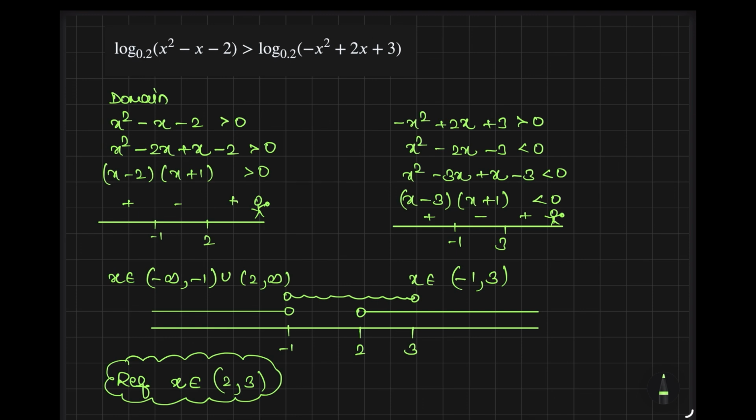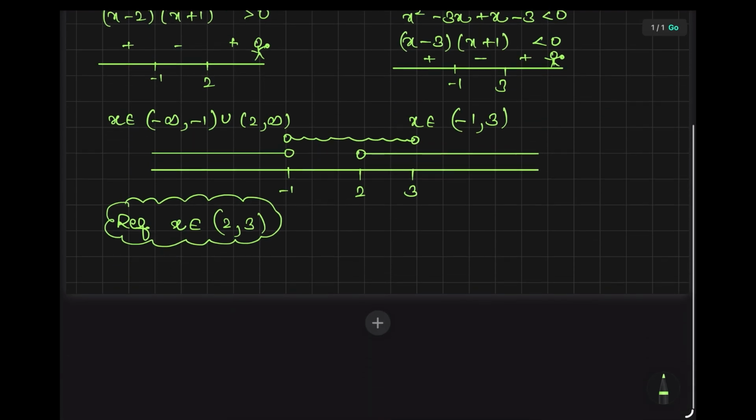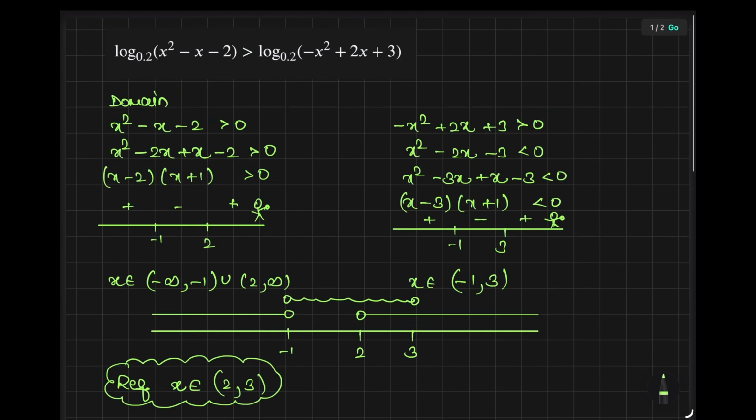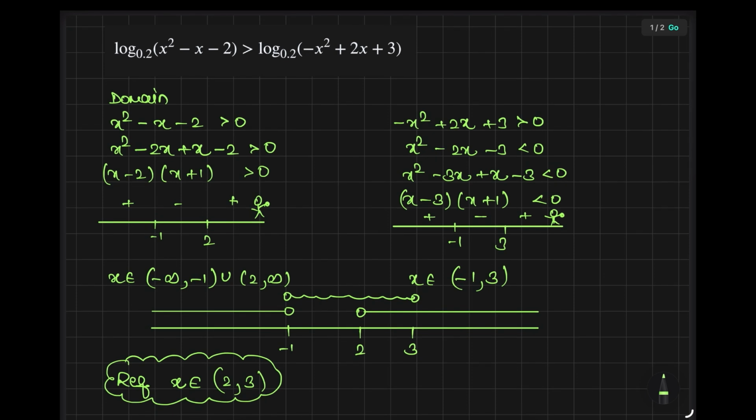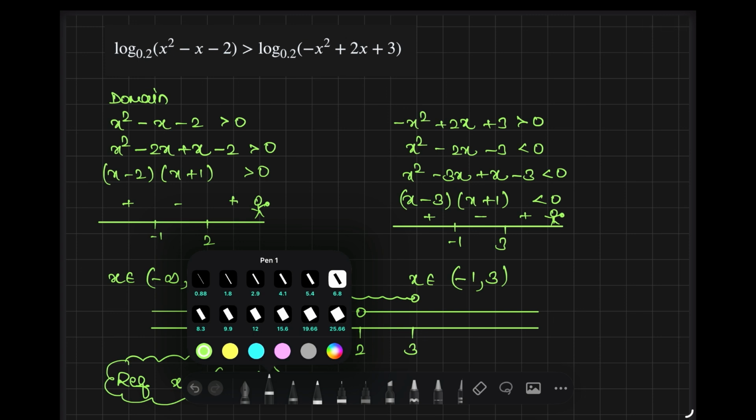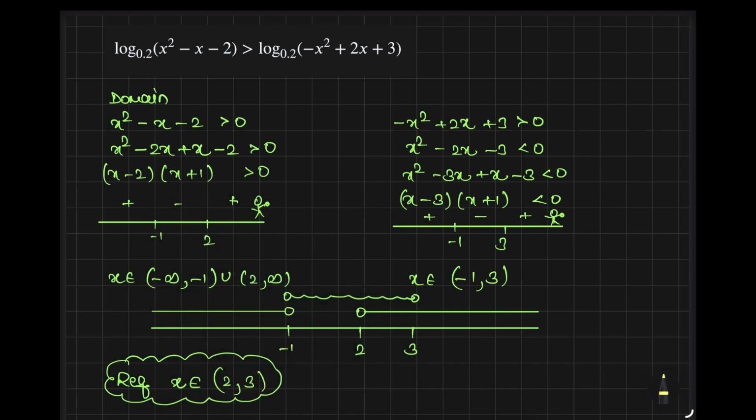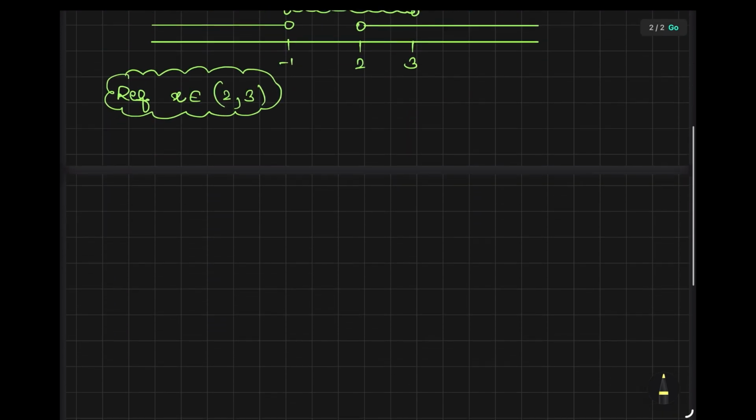Now you are done with the domain. Now you can talk about the inequality. If you observe the base of the log, you will find that the base of the log is smaller than 1. You know that if the base of the log is smaller than 1, it is a decreasing function. You also know that if you apply or remove a decreasing function, the sign of the inequality will change. So for this inequality, I am trying to remove this decreasing function, and the sign of the inequality will change.